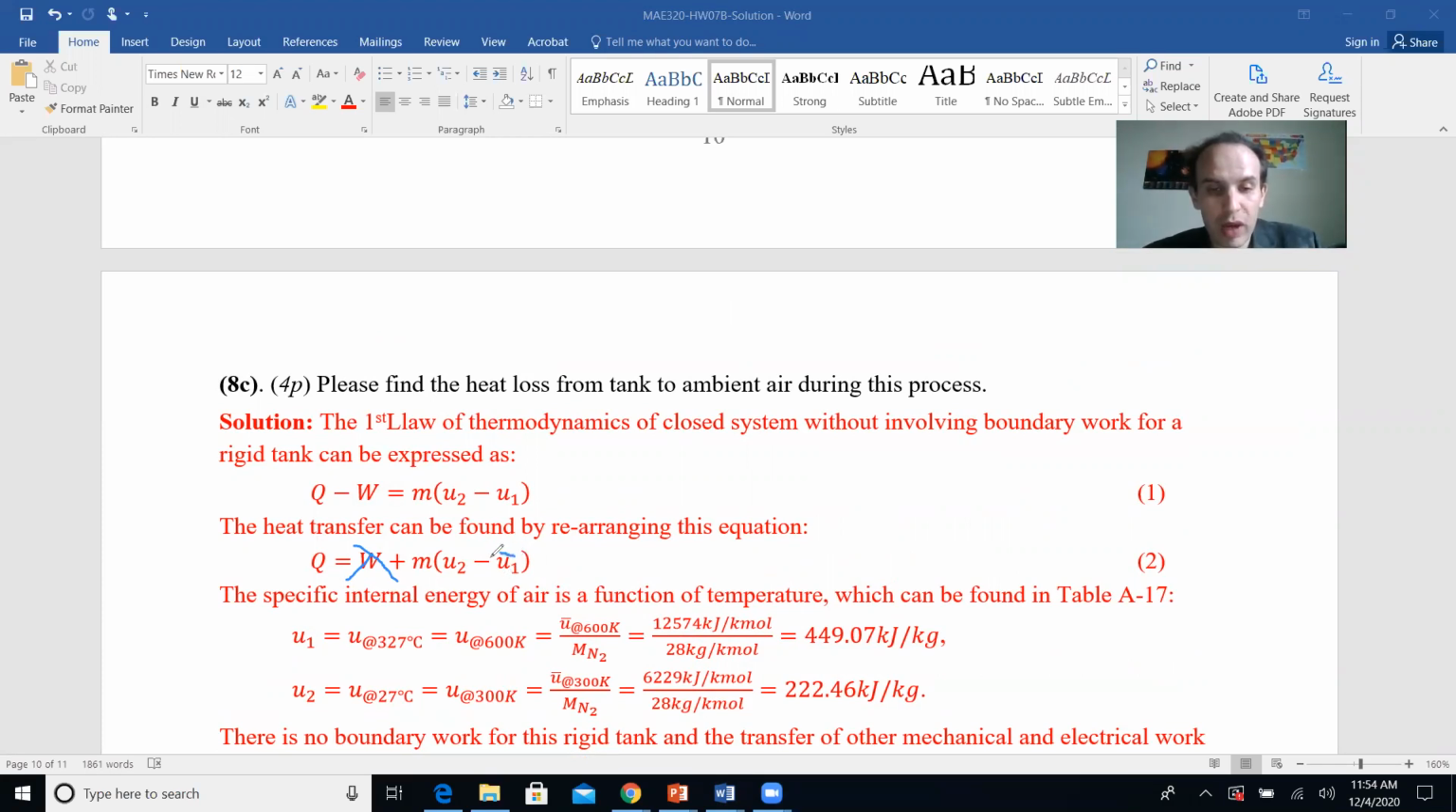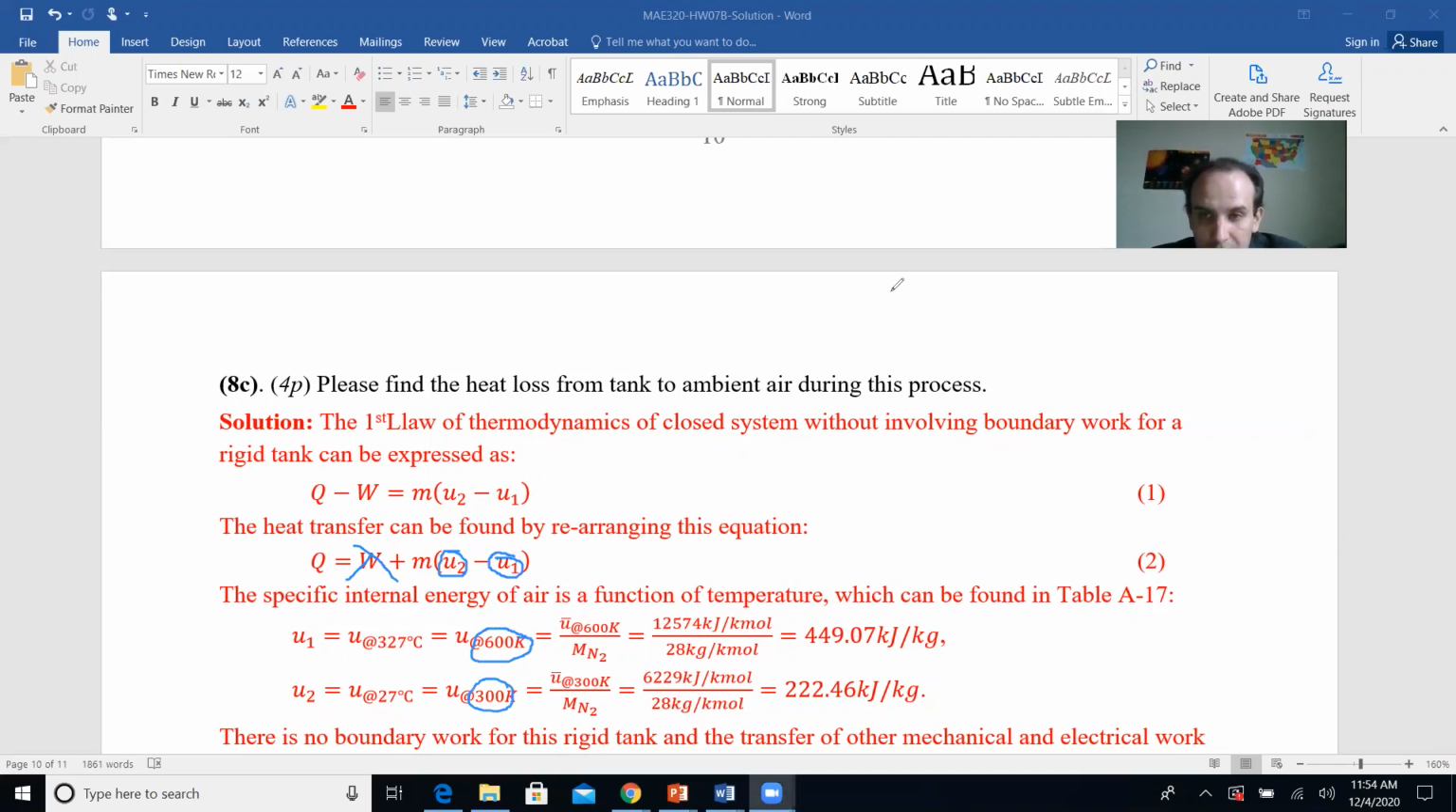How can you find U1 and U2? It's air, it's nitrogen, right? Go to the table and consider, because you have cooling from one temperature to another. What is your initial temperature? Your initial temperature is 600 Kelvin. Your final temperature is 300 Kelvin. So what will you do?